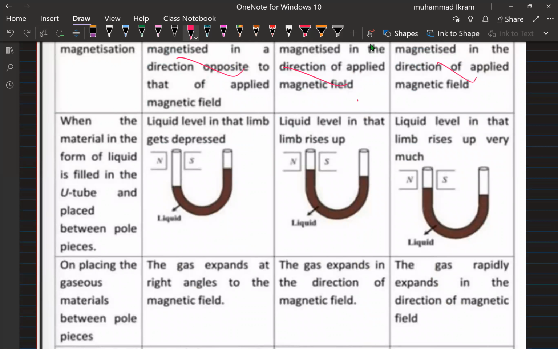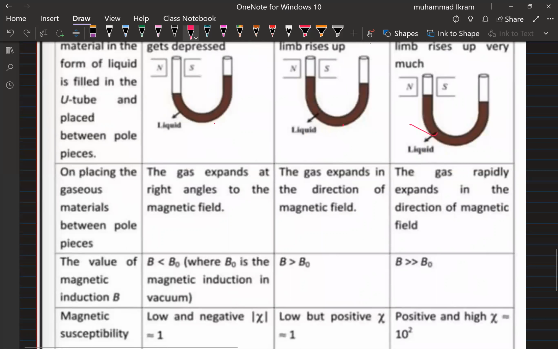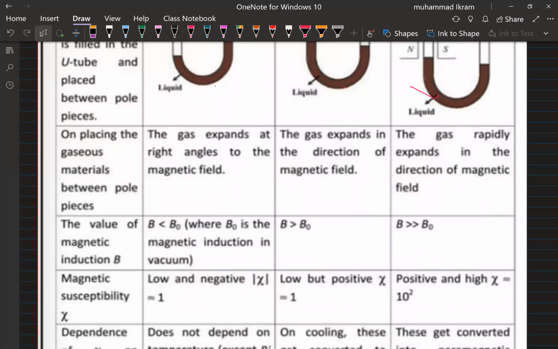So when the material in the form of liquid is filled in a U tube and placed between the poles, then here the liquid level in that limb gets depressed, here it rises, and here it rises up very much, as you see. Look, on placing the gaseous material, you can see this, right?